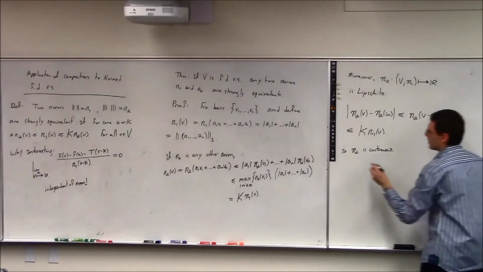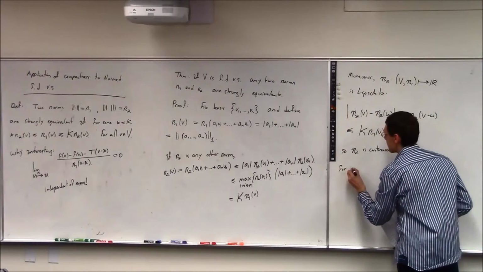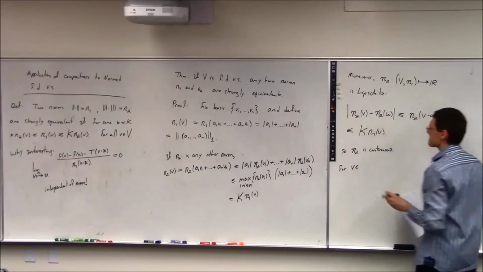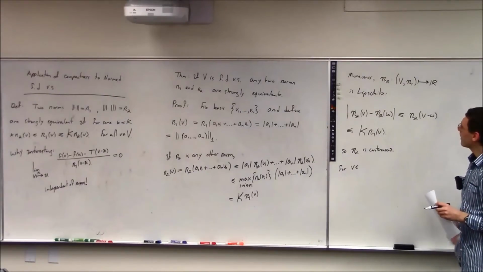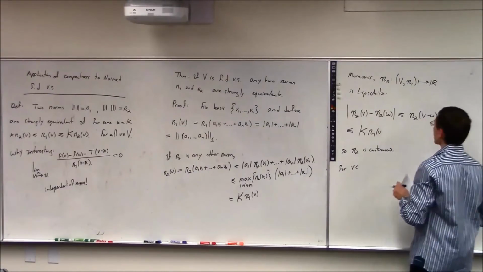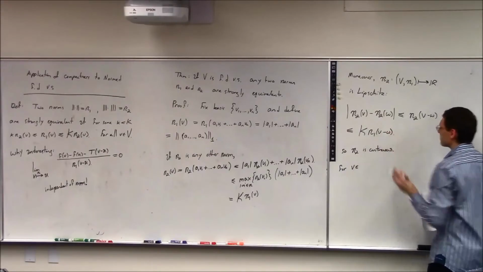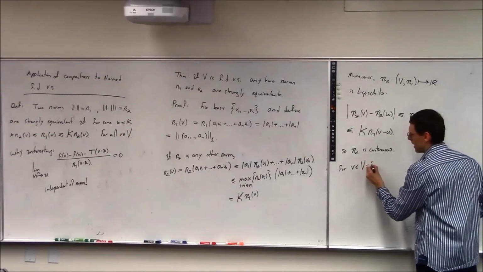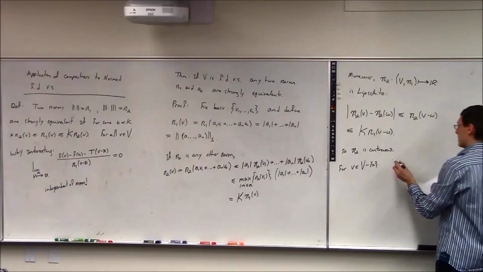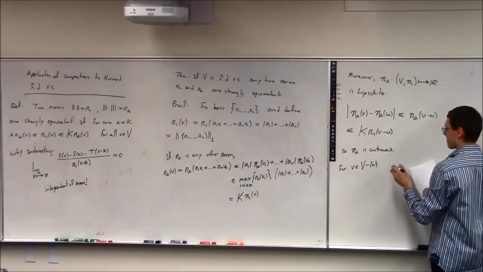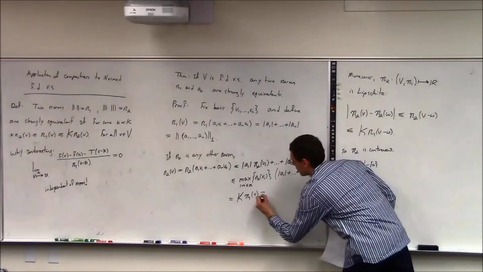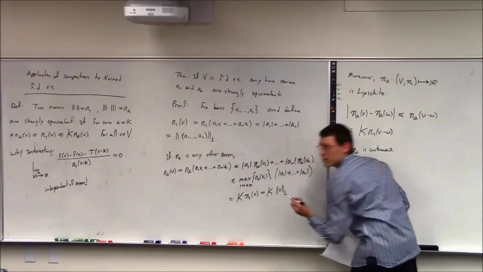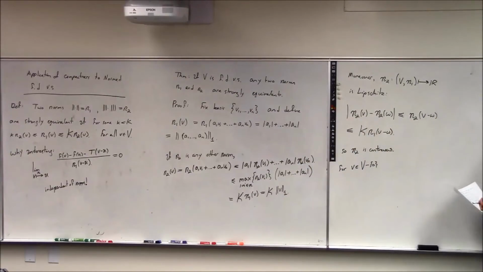So here is where I use compactness. For V belonging to, shouldn't that be less than or equal to K N1 of V minus W? Yes, it should be. Thank you. So for V belonging to capital V and not 0, and by the way, writing N1, maybe I'll write it as K times the one norm of V.